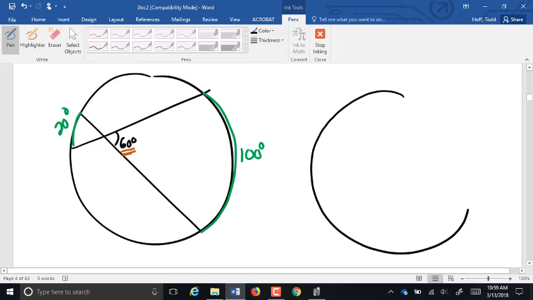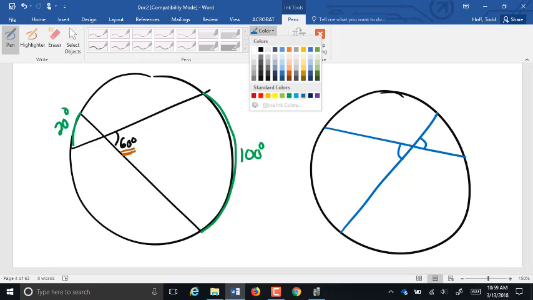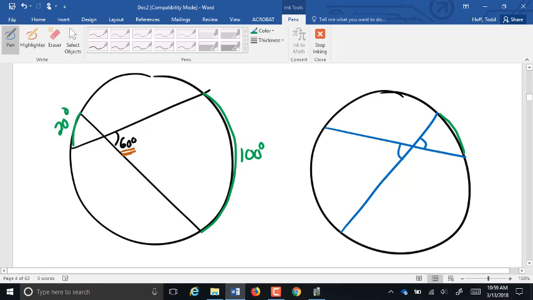Going the other direction, let's say I'm looking for this angle, and you're told that this arc here is 30 degrees, and this arc here is 70 degrees. What's that angle have to be? 50, because we just add them together. 70 plus 30 divided by 2. 70 plus 30 is 100, divided by 2 is 50 degrees. Simple enough?